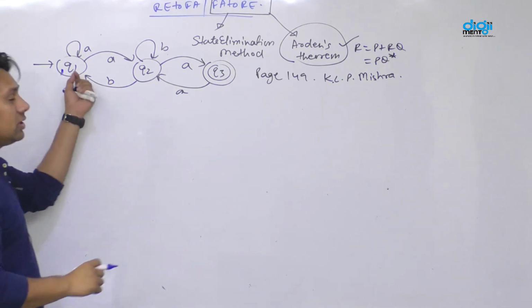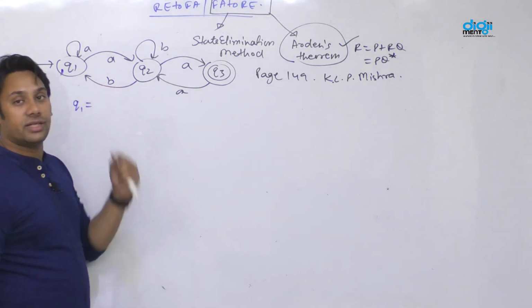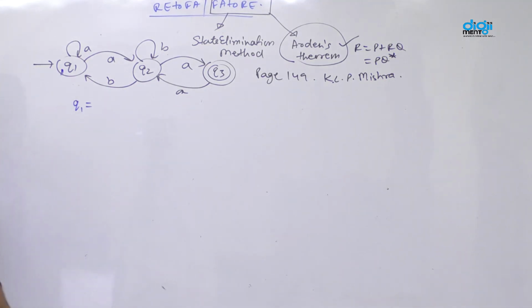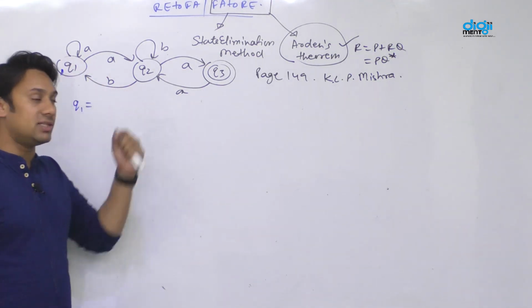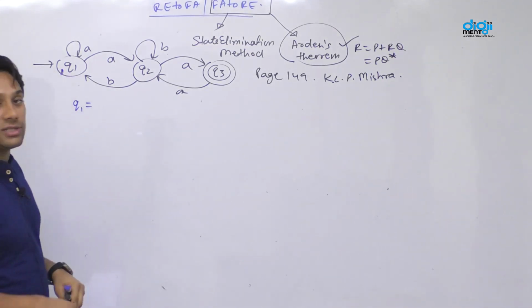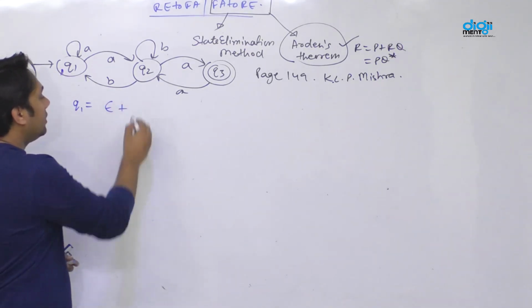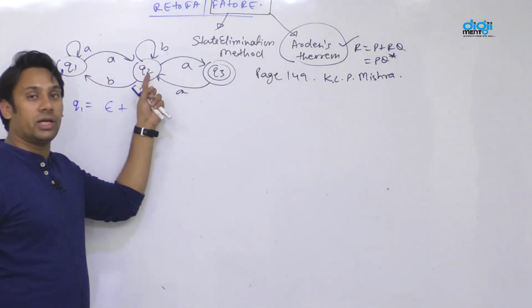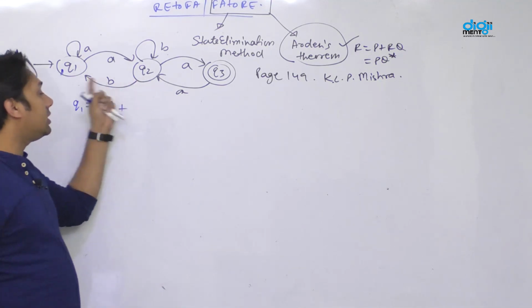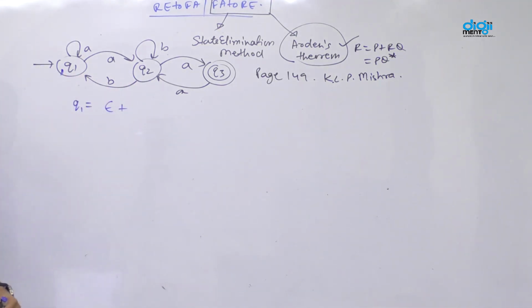That equation says how you can reach the state Q1. The state Q1 is an initial state, so the expression here will represent how you can reach Q1. Because Q1 is the initial state, you can reach it by looking at the epsilon symbol, or you can reach Q1 if you are at the Q2 state and you give B as an input. Are you able to understand what I'm trying to say? I'm trying to say in what way you will reach the Q1 state.